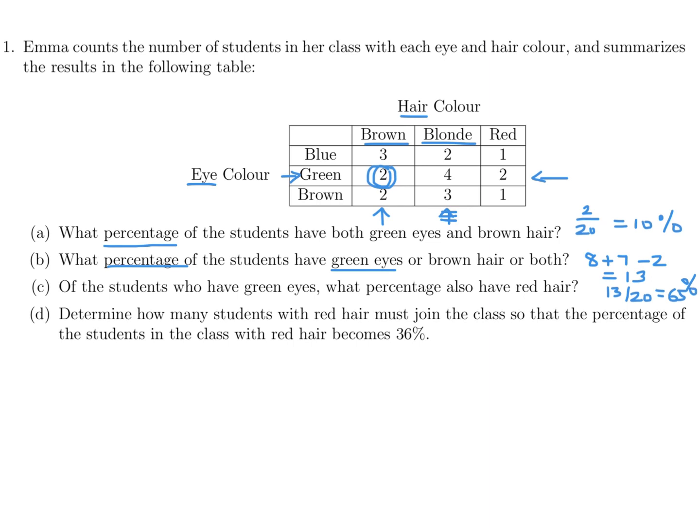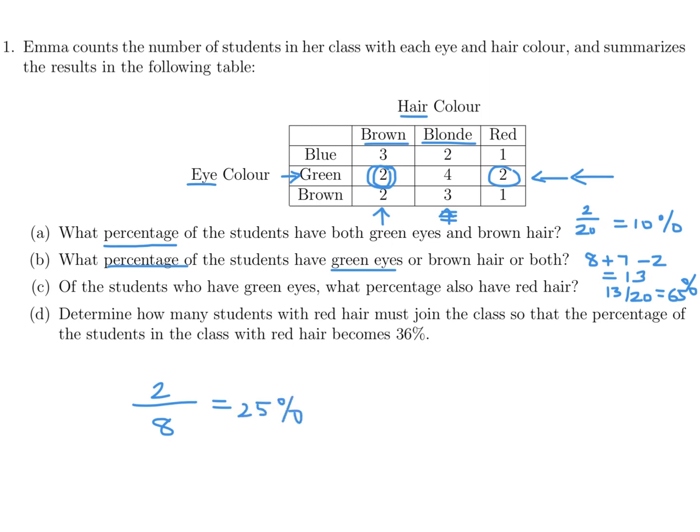Part C. Of the students who have green eyes, what percentage also have red hair? So how many students have green eyes? You're looking at this row, so that's 2 plus 4 plus 2, so that's 8. And how many have red hair? Well, just those 2, so 2 out of the 8, and that's 25%.